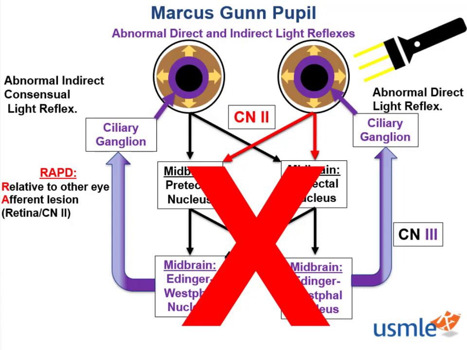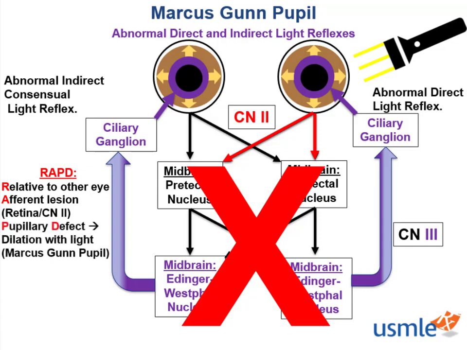A relative afferent pupillary defect is caused by lesions in the afferent, sensory pathway of light detection, such that light signals cannot be transmitted through a damaged cranial nerve 2. Additionally, if the retina is injured, such as from retinal detachment or macular degeneration, the afferent limb of the light reflex is again damaged. Overall, just know that cranial nerve 2 and the retina are the two key structures for afferent light signaling, and damage to either can result in an RAPD.